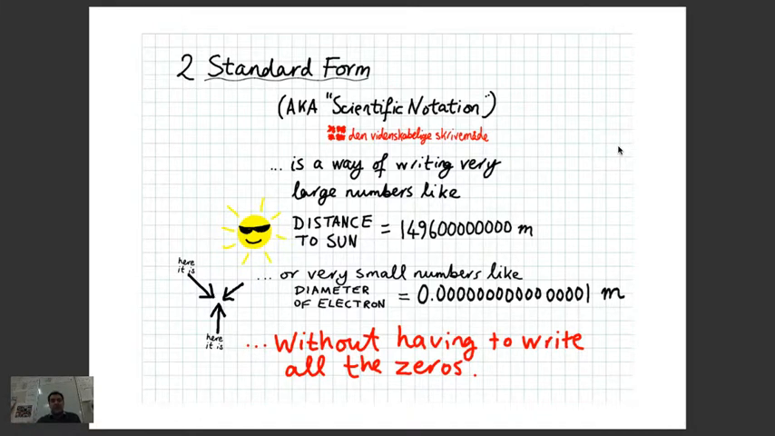And it's a way of writing the very large numbers, like the distance to the sun, or the very small numbers, like the diameter of an electron, for example, that you see in science. And the point is, these very big or very small numbers have lots of zeros in them, and that's very inconvenient to have to write all those zeros. So it's a way of writing those very big or small numbers without having to write all the zeros.